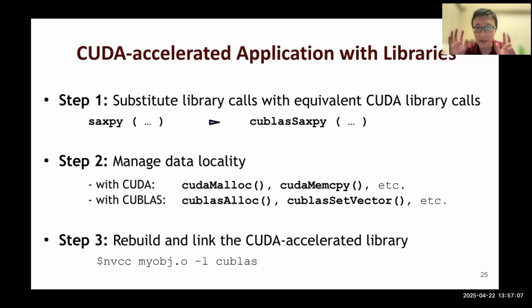we'll talk about that later. That's not hard. You need to allocate memory for those arrays, and then just replace the function call, and finally you link your code against the cuBLAS library, and that's it. So you have much less work to do if you are using this library-based method.